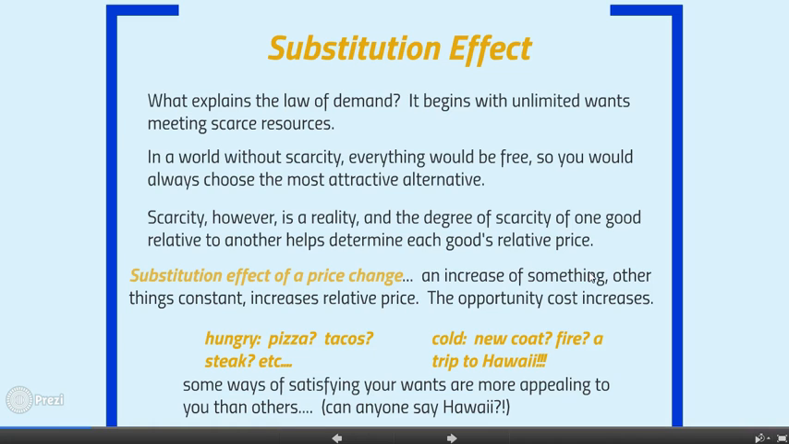So if you think about substitution, if you're going out to lunch and your budget's a little tight, you can get steak or a Little Caesars pizza. You may pick the pizza if your budget's tight. If it's Monday and you just got your allowance, you may go out for steak or sushi, something that's just a little more expensive. When you're cold, you can buy a new coat, build a fire, or go to Hawaii. Now, Hawaii is very scarce. Building a fire may be less expensive. So some ways of satisfying your wants are more appealing to you than others.